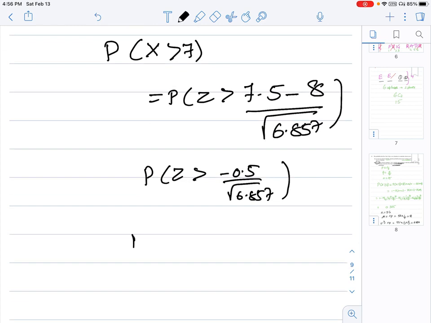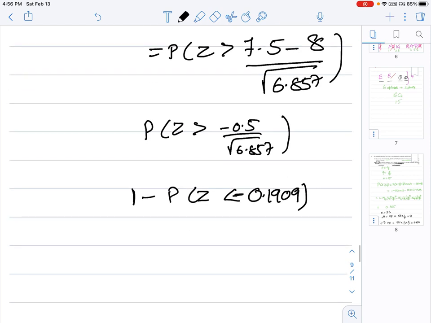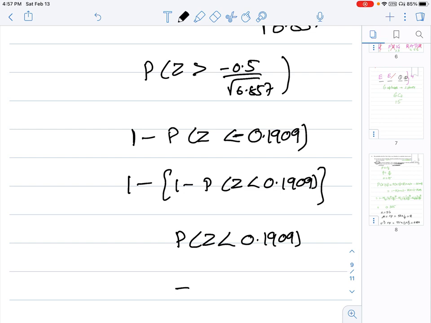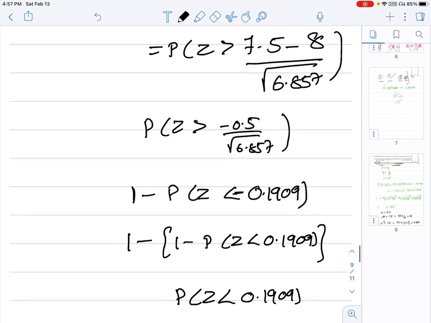So 1 minus probability of z less than 0.5 by square root of 6.857. So this value is 0.1909, negative. Now in order to convert negative to positive, what should I do? One more time, 1 minus probability of z less than minus 0.1909. So it becomes probability of z less than 0.1909, which gives me from the table 0.576.